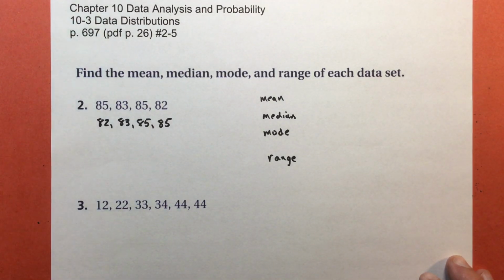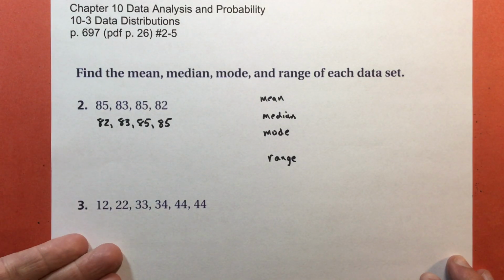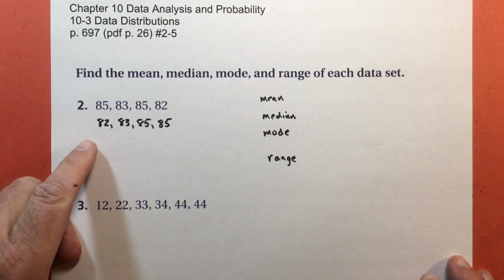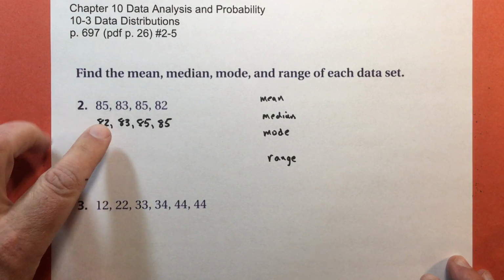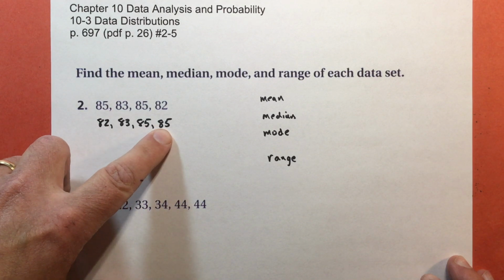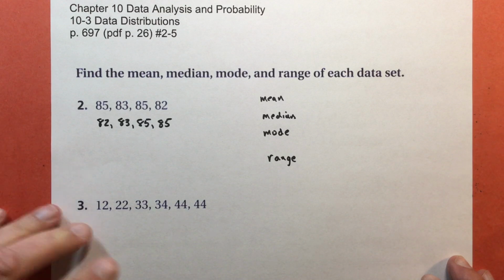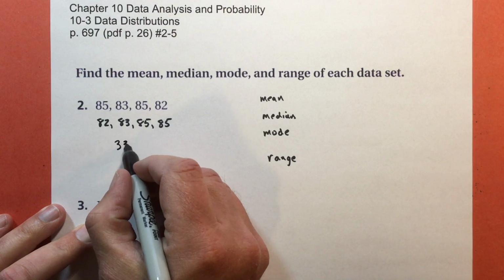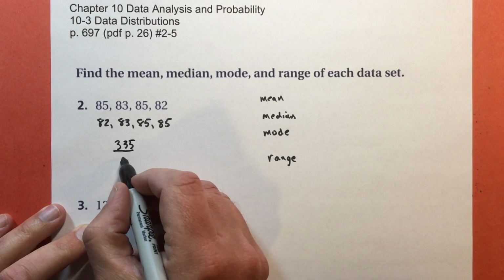So again, I don't care how you add these all up. I got 80 plus 80 plus 80 plus 80. That's 320. And then I got 2 plus 3 is 5. Another 5 is 10. Another 5 is 15. 320 plus 15 is 335. However you want to add them up, I don't care. I get 335, and I'm going to divide by 4.